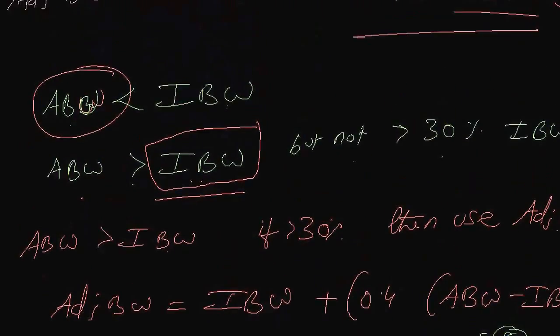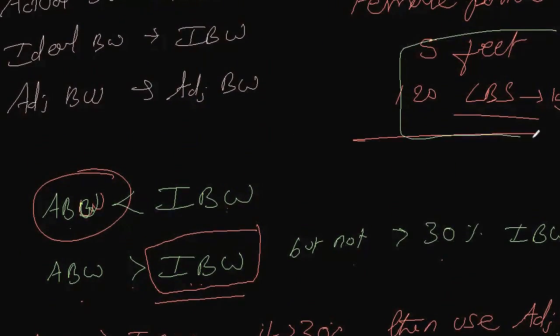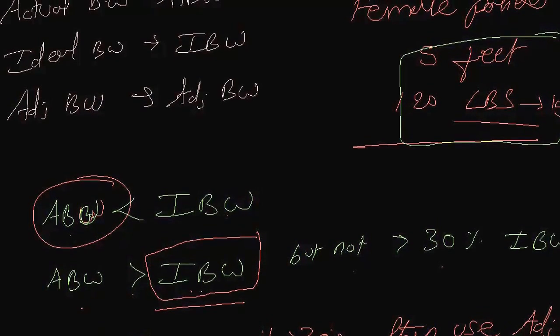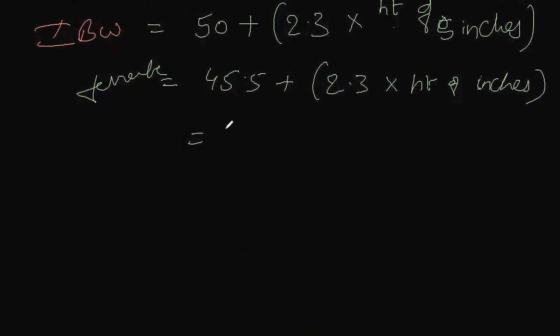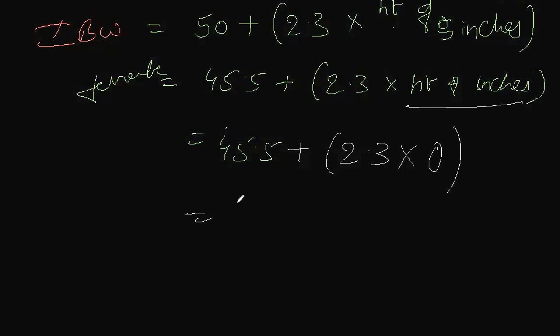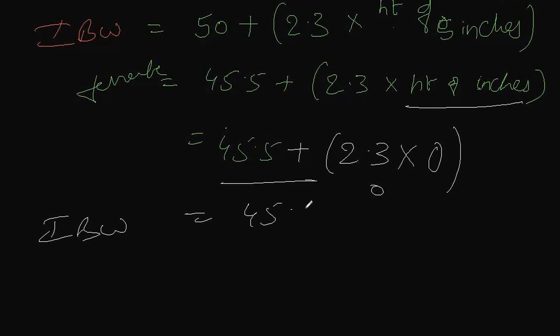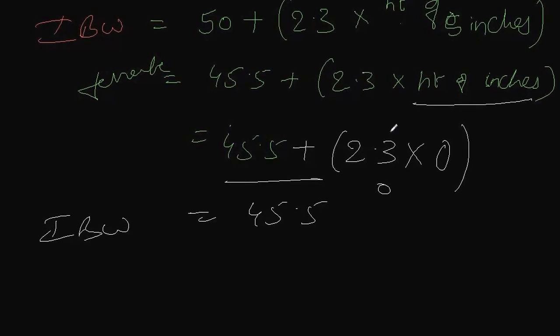So in our scenario, let's take a look at this. The height of the patient is 5 feet exactly, and the weight is 120 lbs. Since the patient is female, we're going to use 45.5 plus 2.3 times height in inches above 5 feet. Her height is exactly 5 feet, so that is 0. We don't need calculators: 2.3 times 0 is 0, and the ideal body weight of our patient is 45.5.